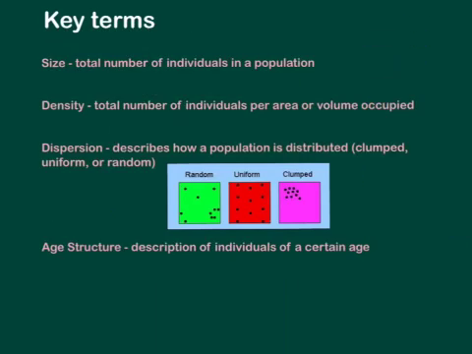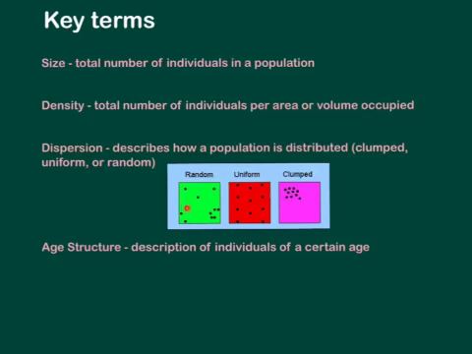Okay, key terms that you need to know to study population ecology. The size of a population is the total number of individuals in a population. Density is the total number of individuals per area or volume occupied. And dispersion describes how a population is distributed. It could be clumped, uniform, or random.